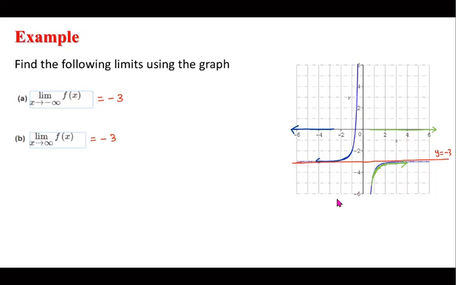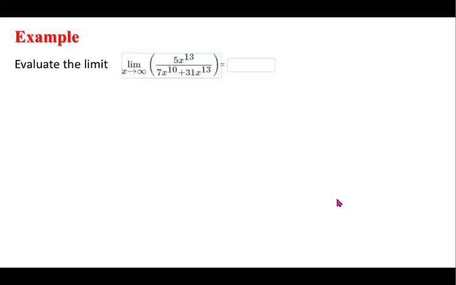Okay, now let's take an example where we can find the limits at infinity for a problem when the graph is not given, like this one. Here we want to find the limit as x approaches infinity of 5x^13 over 7x^10 plus 31x^13. So the best trick here is, you can see that in the numerator we have x raised to 13. In the denominator we have x^10 and x^13.